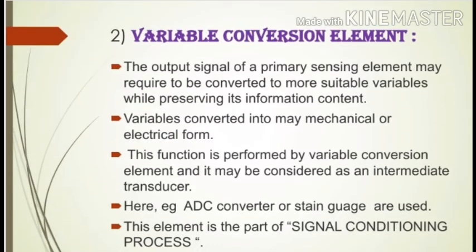Next one is the variable conversion element, which plays two important roles. Here it converts the output signal of a primary sensing element into a suitable form. It may be in a mechanical or the electrical form, but with only one condition: not to change the information or the data. Here it preserves the data in original condition. That's why the element is also known as the signal conditioning element. It is also one of the parts of signal conditioning. For example, we can say it is an analog to digital converter which converts the analog signal into a digital one.